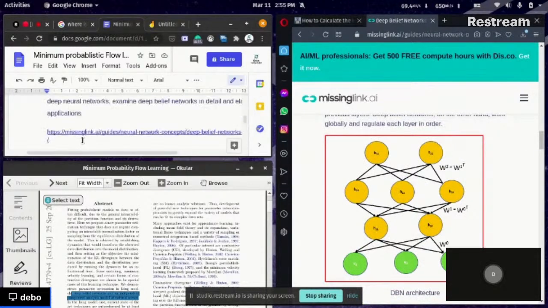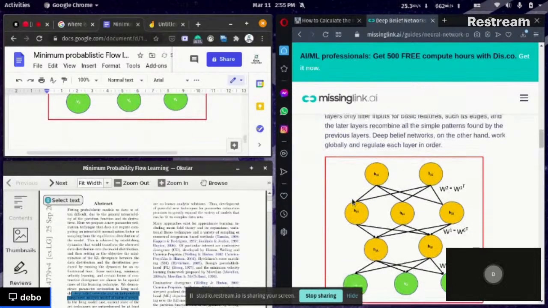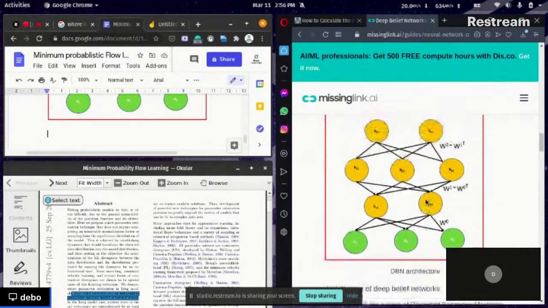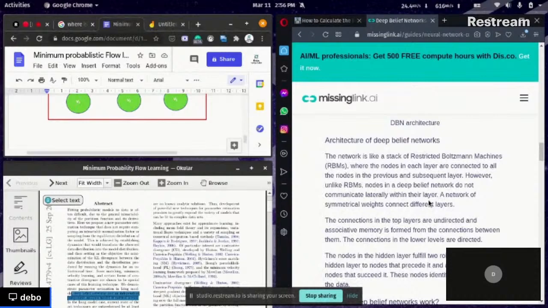Now it's a picture, so I think I will paste it here, because I'd like to understand it better. Okay, now the architecture of a deep belief network is like a stack of restricted Boltzmann machines. Nodes in the same layer don't communicate. Symmetrically, weights connect different layers.